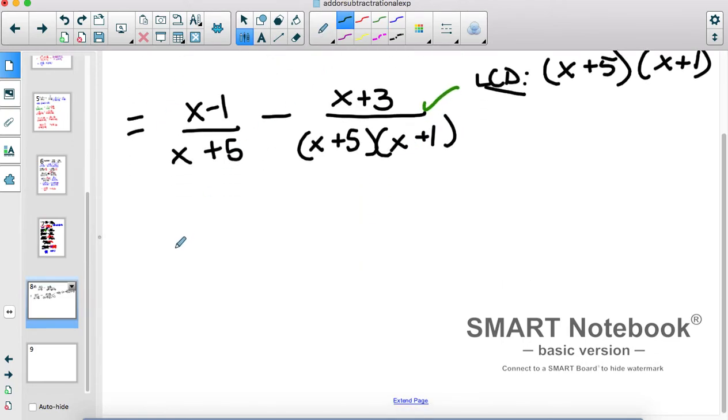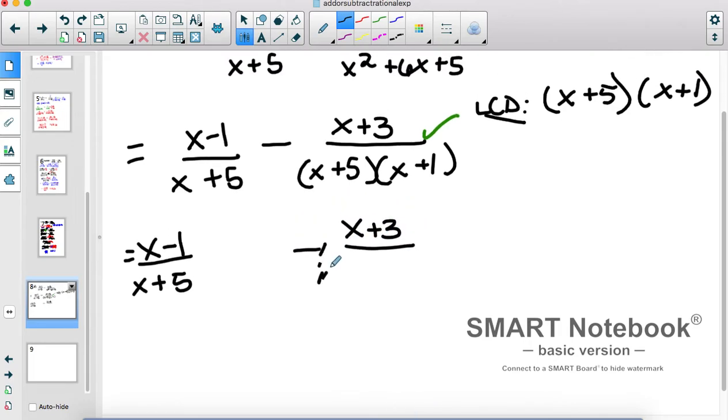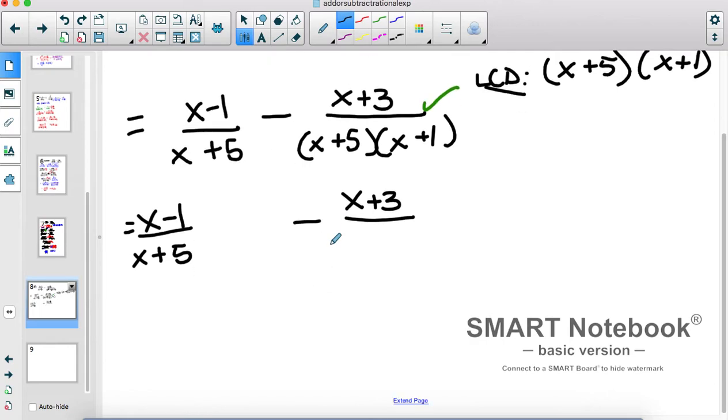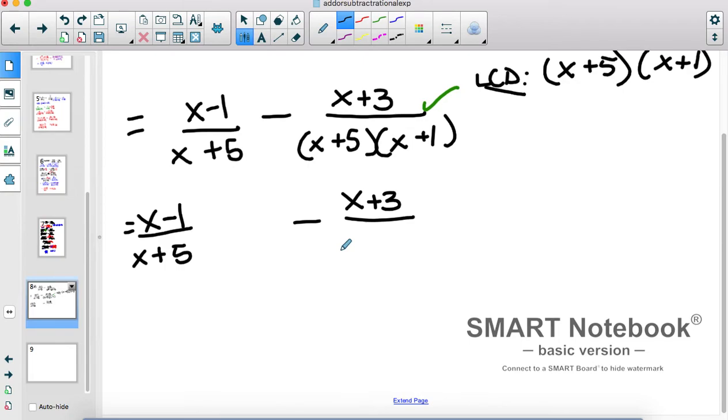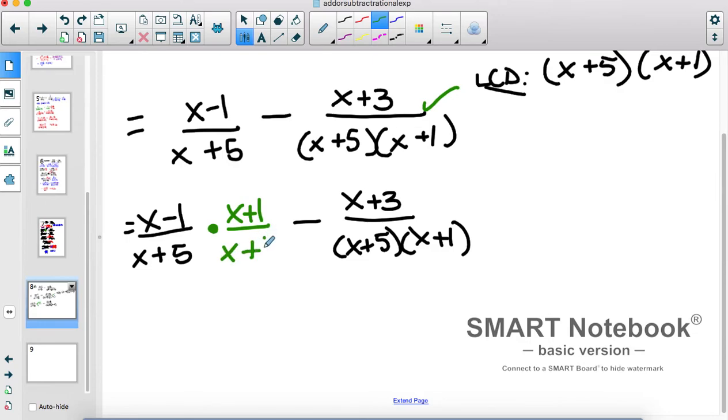One of my fractions is good, so we just have to modify our first fraction. So x minus 1 over x plus 5. I'm going to leave some space because we need to multiply that by something. X plus 3 over x plus 5 over x plus 1. Okay, so this fraction is missing, this denominator is missing an x plus 1. So we're going to multiply by x plus 1 over x plus 1.